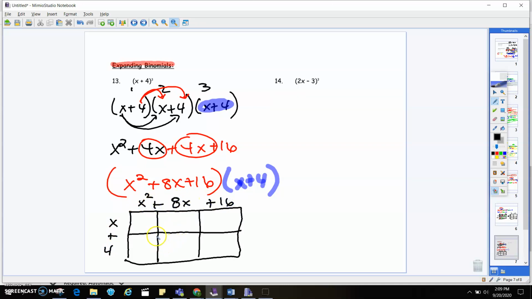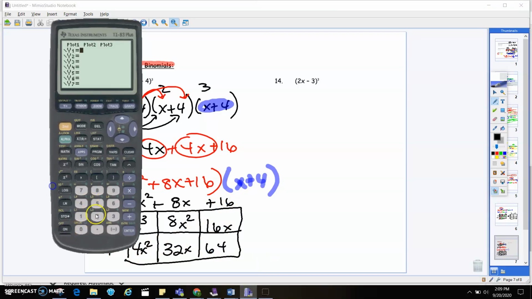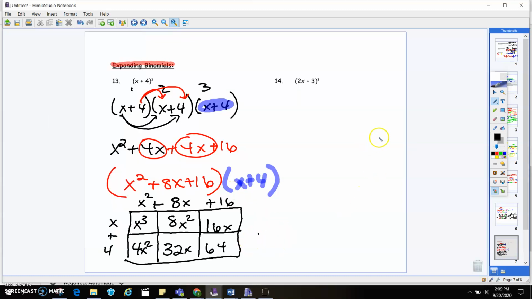Okay. So now I've got x times x squared, which is going to give us x cubed. 4 times x squared is going to give us 4x squared. X times 8x is going to give me 8x squared. 8x times 4 is going to give us 32x. X times 16 is going to give me 16x. And then 16 times 4 is going to give us 64. And let me check that because I don't believe myself. Y'all know it'd be like that sometimes. Yeah, I'm too good. I should trust myself more often.